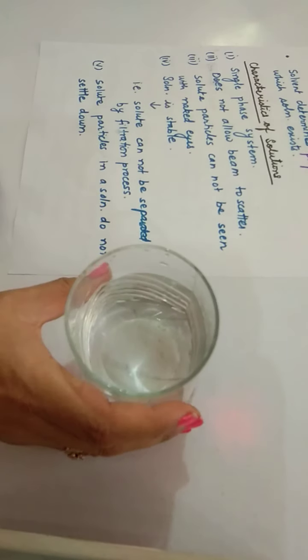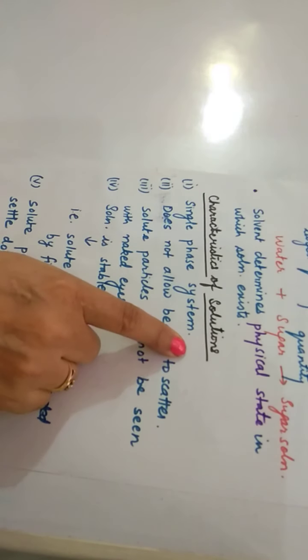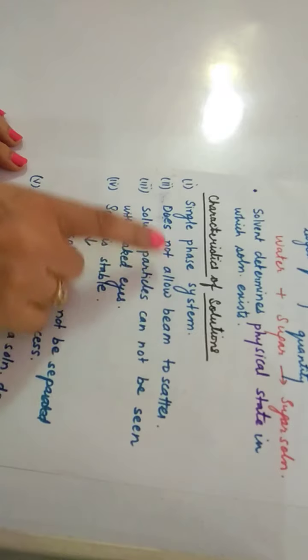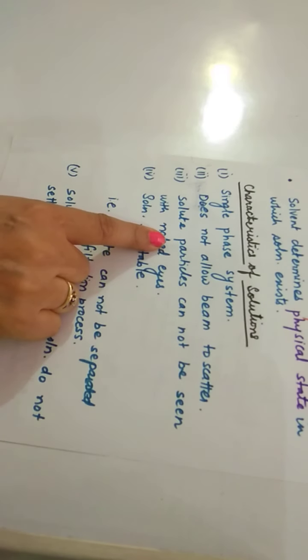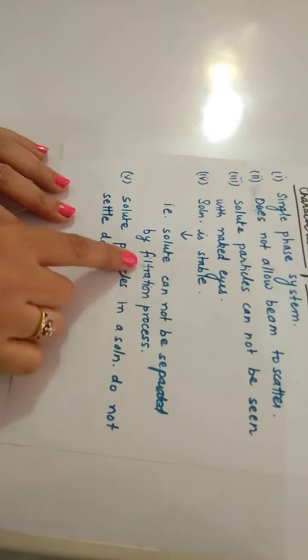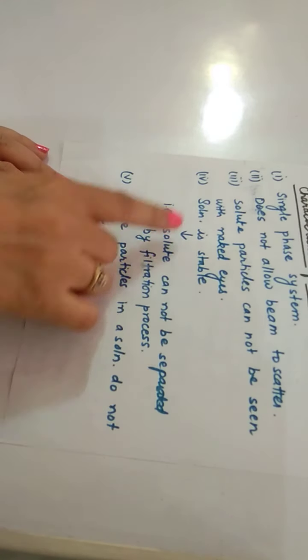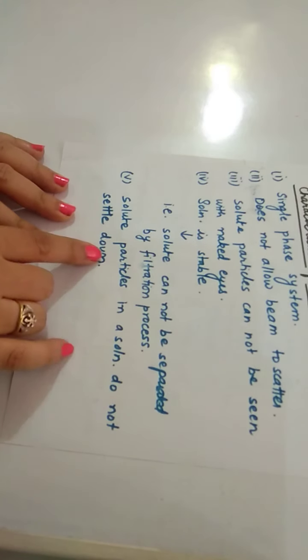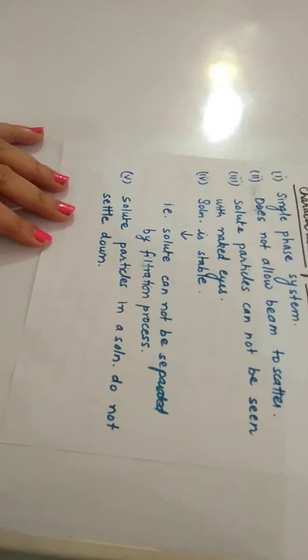So these are the properties or characteristics of a solution. They are present in a single phase system, as in this liquid state. A single state will not allow the beam to scatter, and solute particles, that is sugar particles, cannot be seen with naked eyes. Solute cannot be separated by the filtration process, that is, the solution is stable, and solute particles do not settle down.